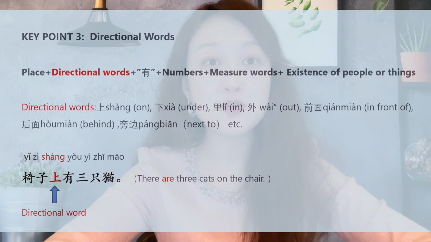Fourthly, in this structure, before expressing the existence of people or things, we must add a number and a measure word. In English, we also need to add words indicating quantity, such as a, an, or some. But there are not as many measure words as in Chinese.